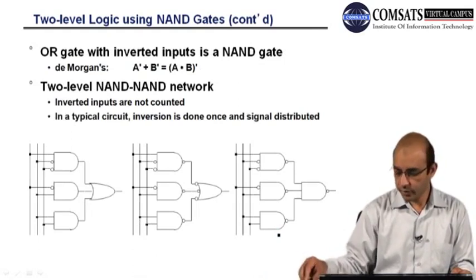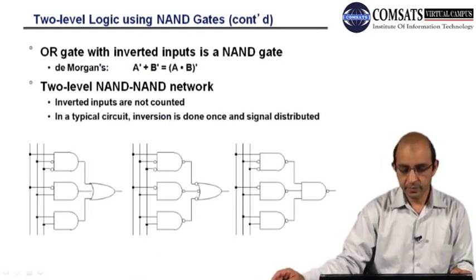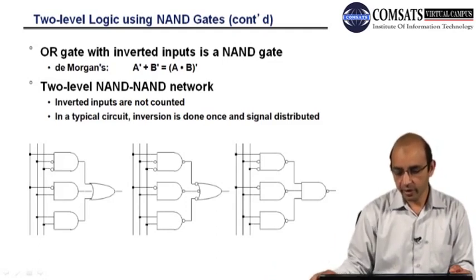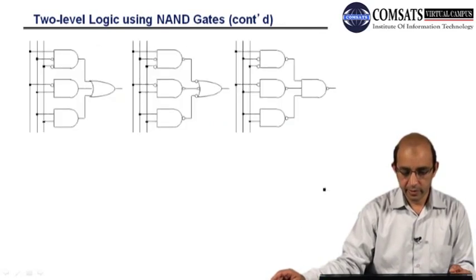So this is what I was explaining on the previous slide. This is a two-level NAND-NAND. You can see that we have two NAND gates at the first level, and this is the second NAND gate.